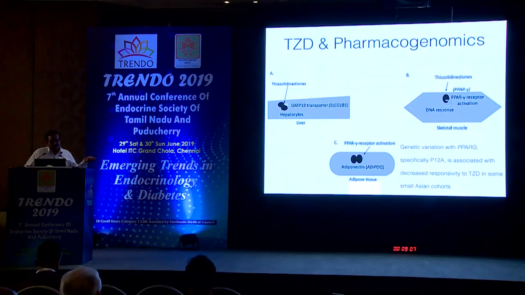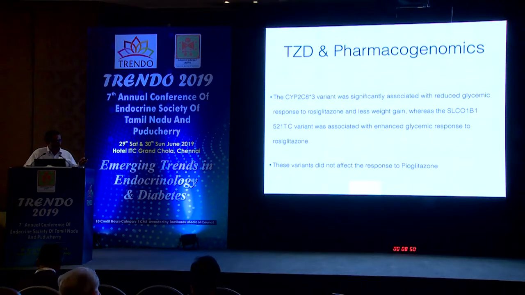Again, the OATP transporter in the liver, the PPAR gamma in the skeletal muscle and the adipose tissue decide the action of TZD, and people with genetic variation in the PPAR gamma may have decreased responsiveness to TZD in some small Asian cohorts. There are particular CYP enzymes in the liver that are associated with reduced glycemic response to rosiglitazone and less weight gain, whereas there are some other genetic variants like SLCO1B1 where they are associated with enhanced glycemic response, but also they have enhanced weight gain with rosiglitazone. Unfortunately, these variants have not been replicated with pioglitazone.